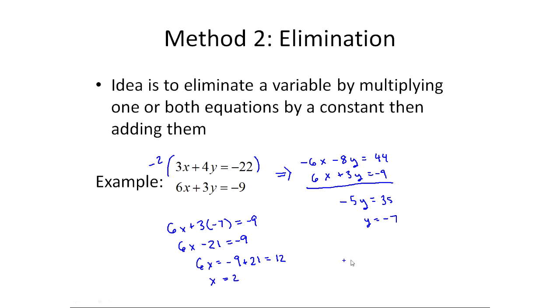So much nicer than maybe the last one as far as the answer goes. So we get 2 comma -7. If I was to write it as an ordered pair, this would be my solution.